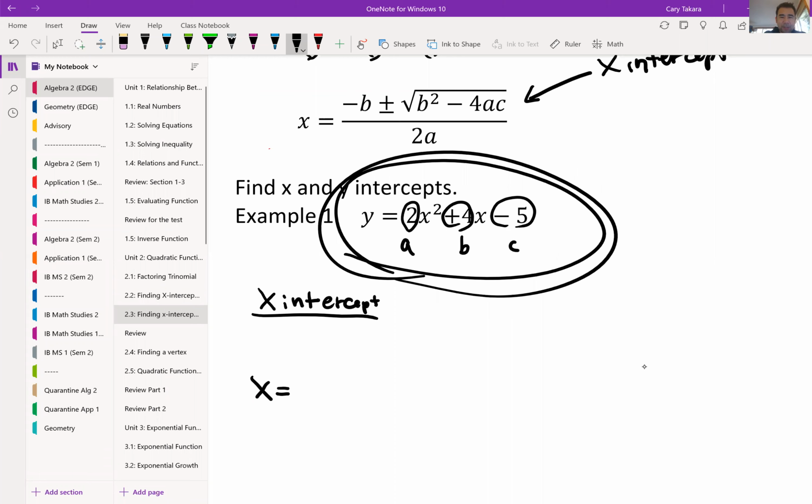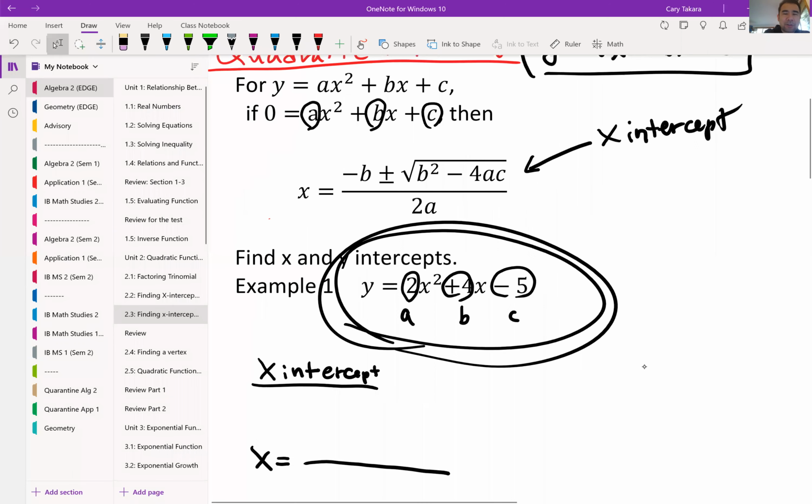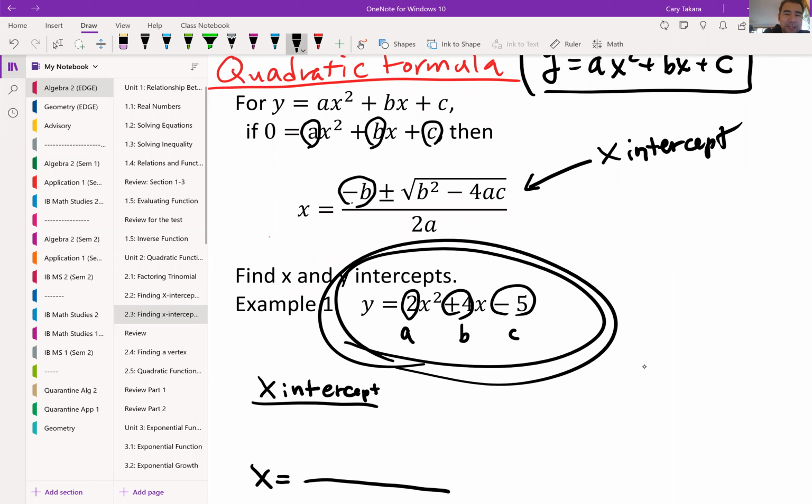Well, let's just apply the quadratic formula, okay? The first entry calls for negative b. Now, when I say negative b, it doesn't mean that it's going to always be negative. Let's write it down in your note. It means negative means opposite sign of B. Does that make sense?